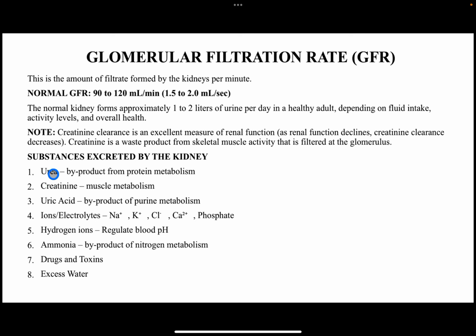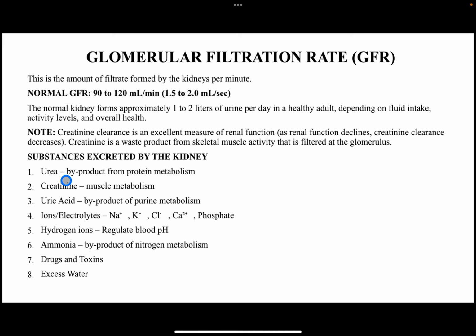This is usually a waste. Urea is a waste product. Creatinine is also a waste product. Uric acid is also a waste product from purine metabolism. Ions and electrolytes, you can't say they are a waste, but if they are in excess, then they can be a waste. Hydrogen ions, if in excess, can also be a waste. Ammonia is a byproduct from nitrogen metabolism. Then drugs, toxins, and excess water.